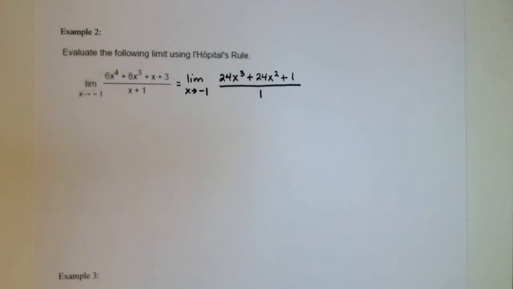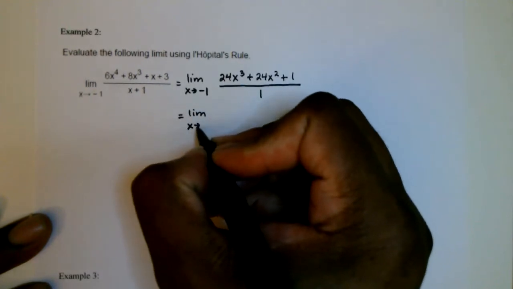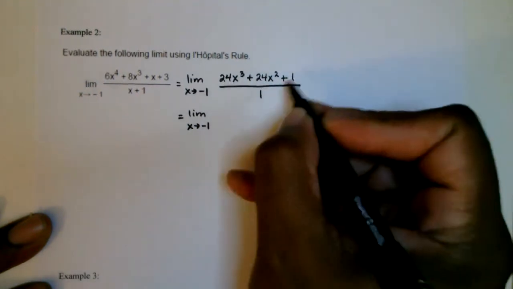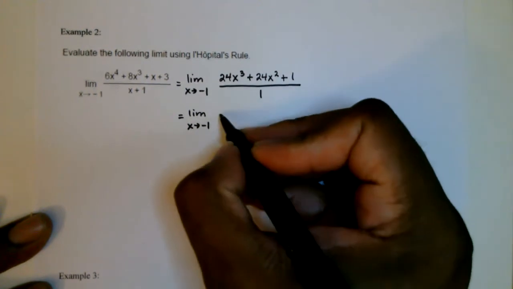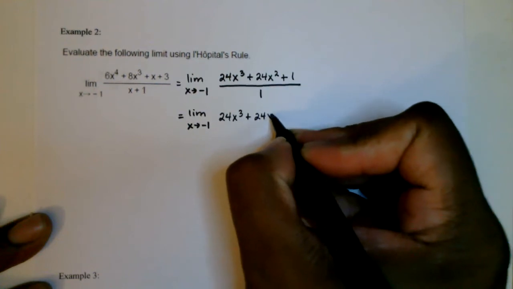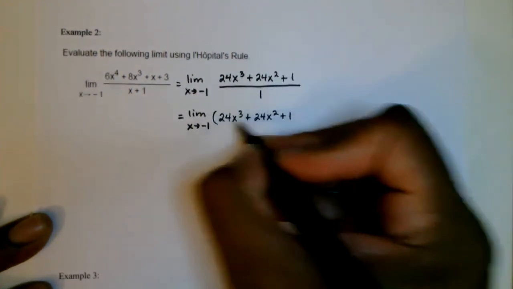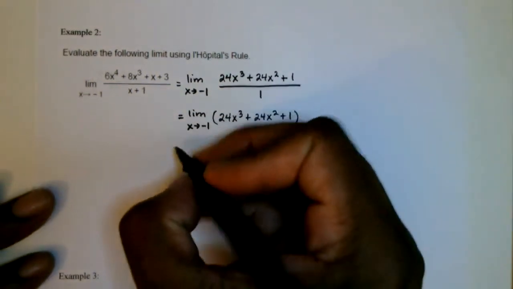And of course, I'm not going to get that indeterminate form of 0 over 0 when I replace the x with negative 1. So this is just going to be the limit as x approaches negative 1 of 24x cubed plus 24x squared plus 1, all divided by 1, which is just 24x cubed plus 24x squared plus 1. Now I have a polynomial, which I can go ahead and apply direct substitution. So I can just go ahead and substitute each and every x with negative 1.